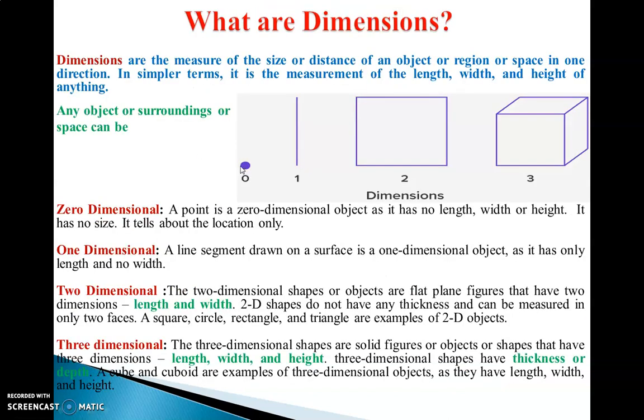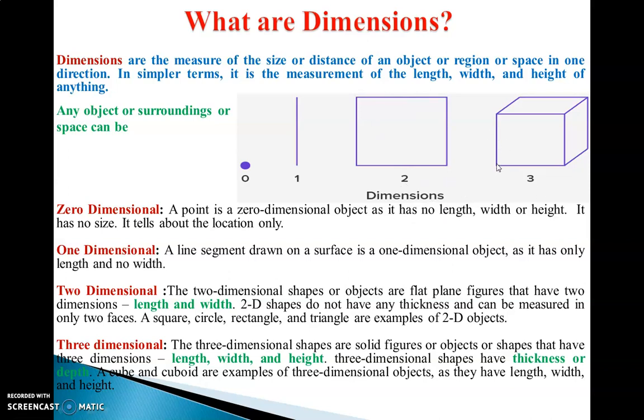So your dot is 0 dimensional. This point doesn't have length, width and height, right? So next is your 1 dimension, it has only length. Okay, it doesn't have width. Okay, then next is 2D, that is 2 dimensional, which is having only length and width. Okay, so all 2D shapes like square, rectangle, triangle. Okay, these are 2D shapes, 2D objects.